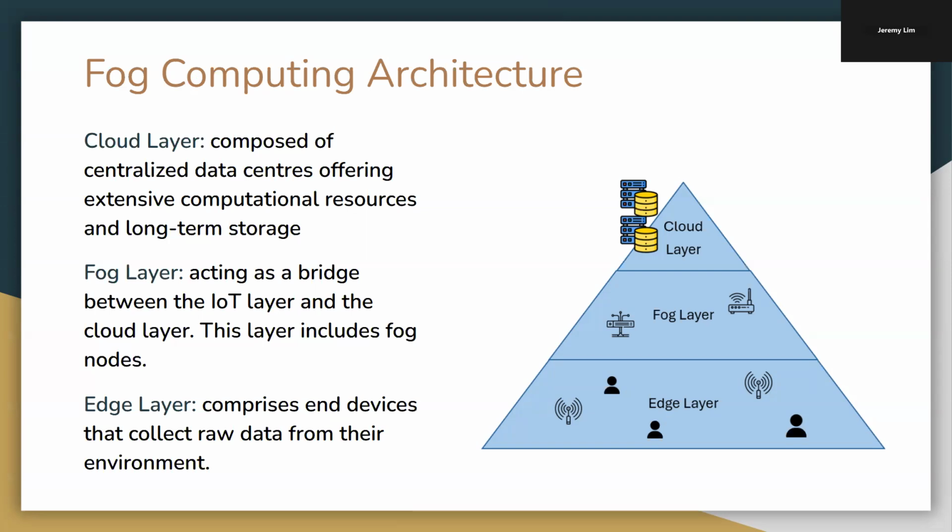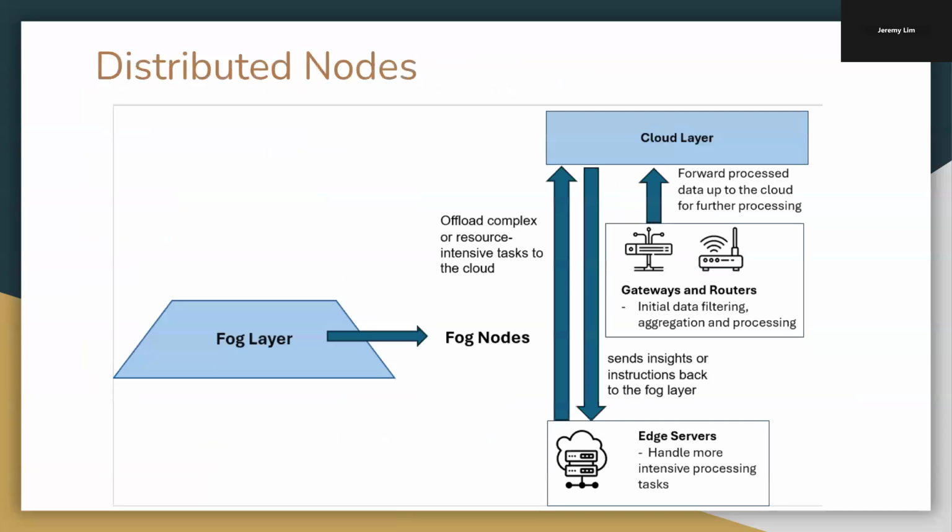The fog layer is the centerpiece of fog computing architecture, acting as a bridge between the IoT layer and the cloud layer. This layer includes fog nodes, which are strategically distributed across networks and equipped with moderate computational, storage, and networking capabilities. At the top of the hierarchy is the cloud layer, composed of centralized data centers offering extensive computational resources and long-term storage. The cloud layer handles tasks that require substantial processing power and archival storage.